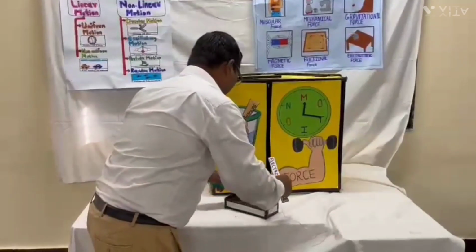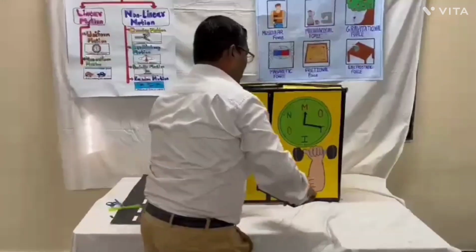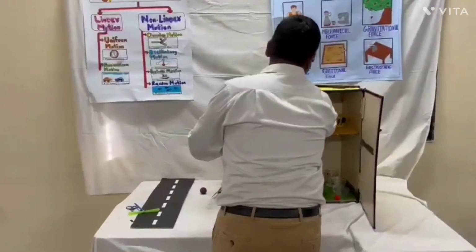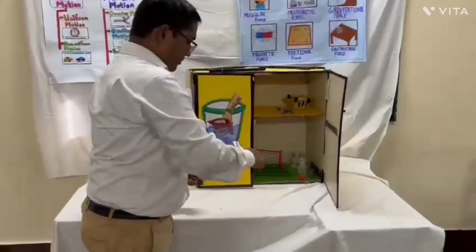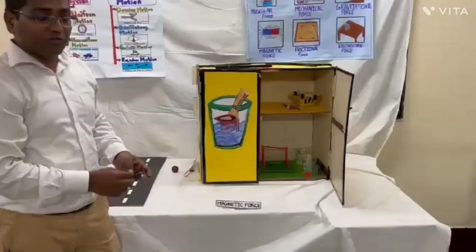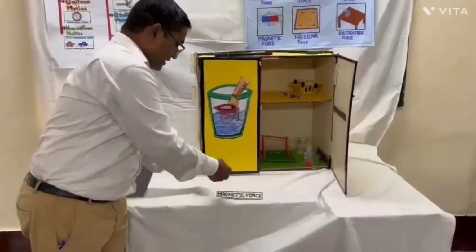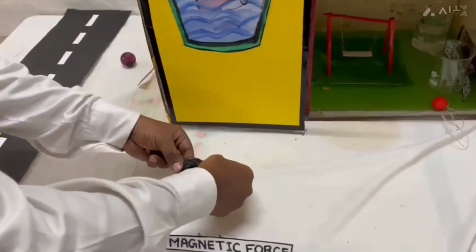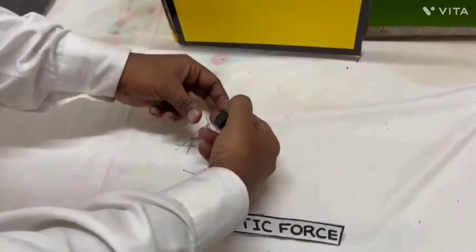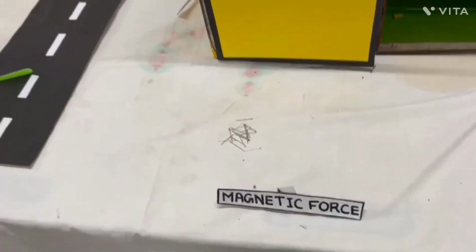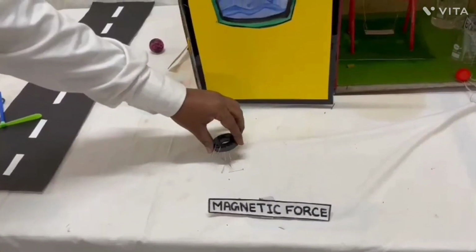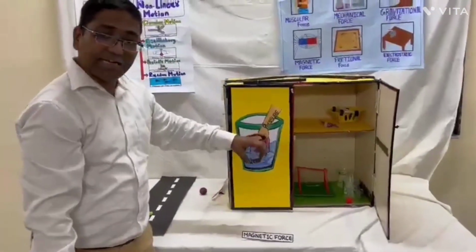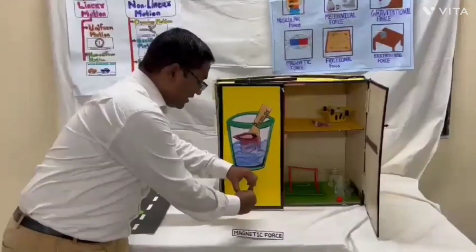Now, in the category of force, we have the next force over here: magnetic force. Here, with a simple magnet, you can see lots of nails over here. As they are scattered nails, I just place a magnet near them, so they get attracted. So this force is the force by the magnet. This kind of force is called magnetic force.